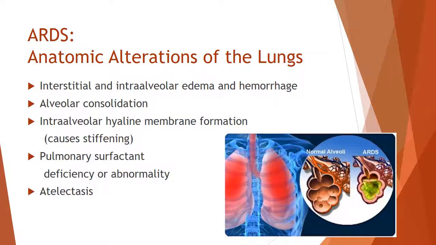The anatomic alterations of the lungs in ARDS include interstitial and intraalveolar edema and hemorrhage, alveolar consolidation, intraalveolar hyaline membrane formation, which causes stiffening of the lungs, pulmonary surfactant deficiency or abnormality, and atelectasis.